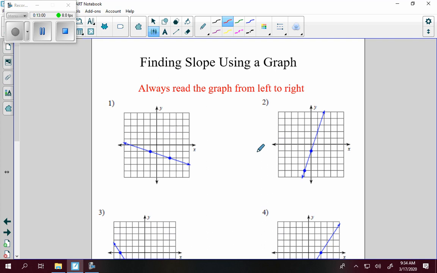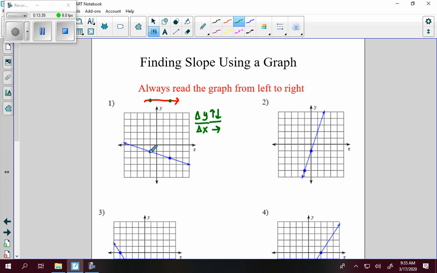All right. There are 3 ways to find a slope. Finding a slope using a graph would be the first way that I'm going to show you. Always read the graph from left to right. Here's my first point, and here's my second point. So if I'm reading the graph from left to right, I'm starting at this point, and I'm going to this point. And I'm going to do my change of my y's over my change in my x's. So I'm going to go up or down, and then I'm going to go to the right. So I'm reading from this point to this point.